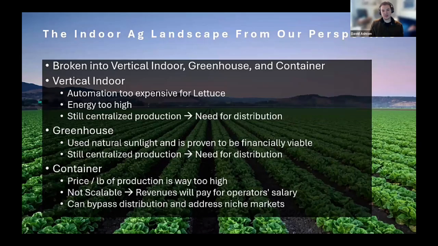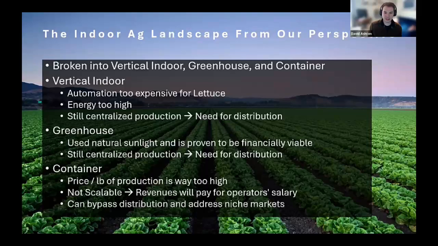And so we're kind of late to this game. We've been able to see what's been going on in the industry for quite some time now, almost a decade, since some of the first investments went into these three categories of CEA. We've broken it into vertical indoor, greenhouse, and container. There's a fourth category of other, which is things like In-Farm and Babylon, which are more like micro farms within stores or people's houses. But these are really the ones that we were focusing on because they're high production.